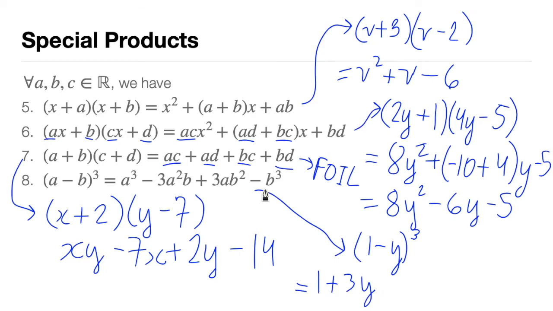And then for the third term we have plus 3, a is 1, and then negative y squared is going to become 3y squared, since y is being squared. And then minus b cubed, minus negative y being cubed. Negative y being cubed is simply negative y cubed, so negative times negative, we can get rid of the negative sign, so this becomes positive y cubed. And that's our answer for number 8.